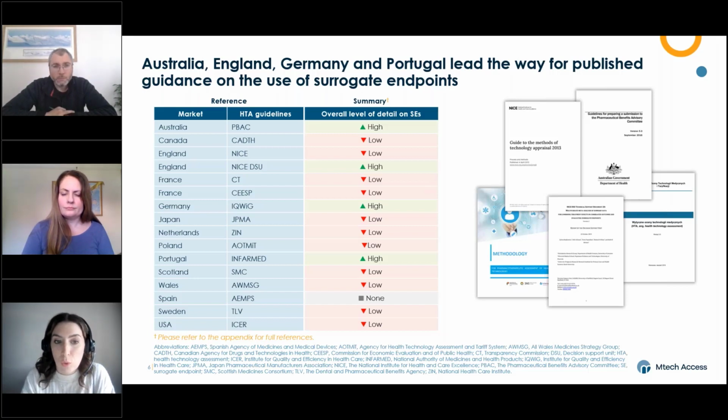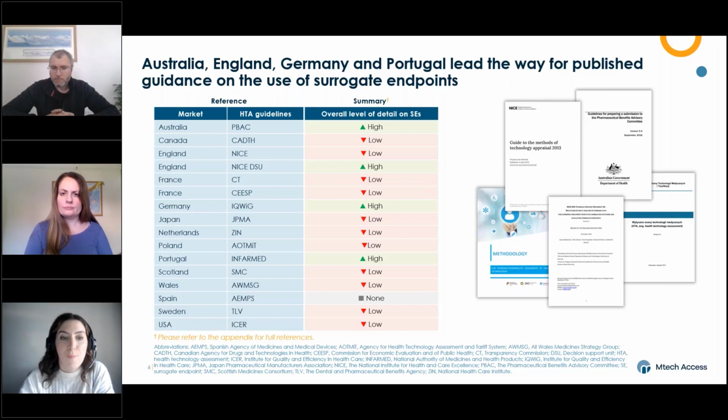We then summarise the overall level of detail in surrogate endpoints by HTA agencies, ranging from none, low to high, which you can see in the column to the right of the table. So from our findings, we found that the handling of surrogate endpoint evidence varied greatly across HTA agencies, with levels of evidence and statistical validation being inconsistent across markets.